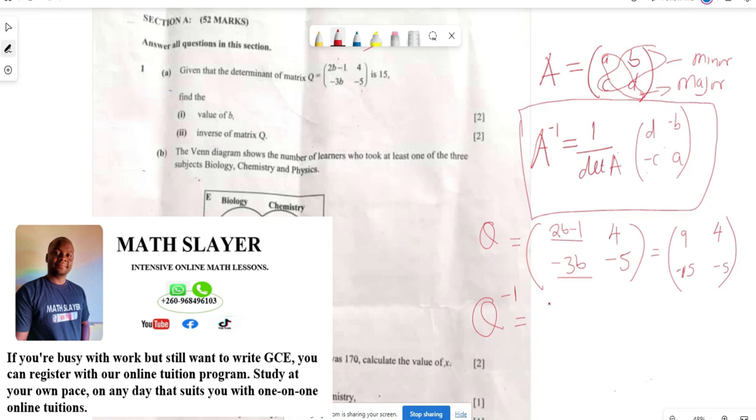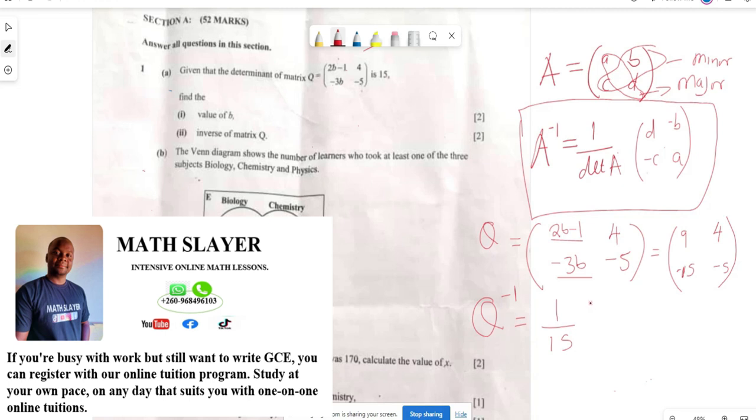Since here we are dealing with Q, our Q we were given it was 15. But let me just correct your vocabulary. You have said our Q is equal to 15, which is not correct. You need to say the determinant of Q is 15. Yes, because the question is saying, given that the determinant of matrix Q is 15. Have you seen? So you write 1 over what? 15. And then what are you going to do next?